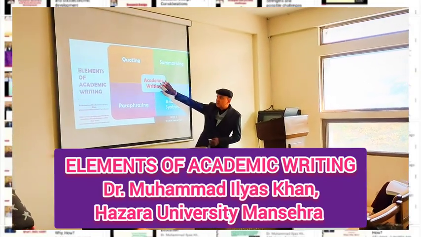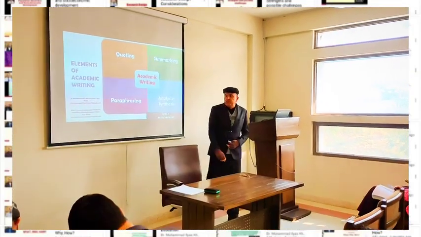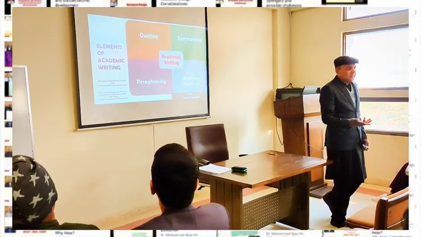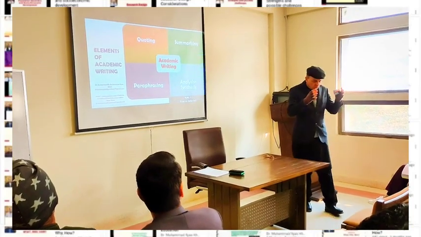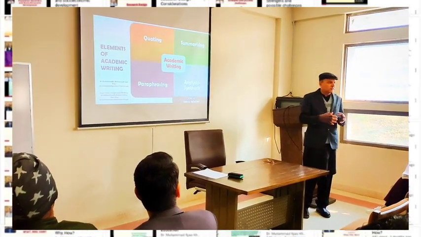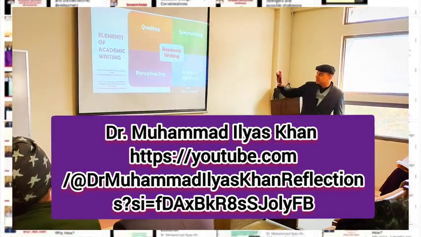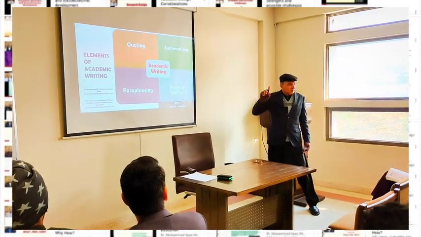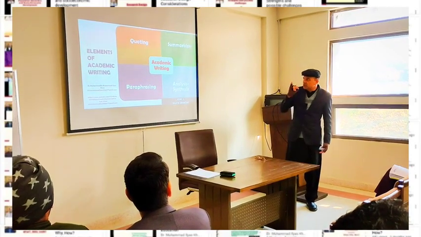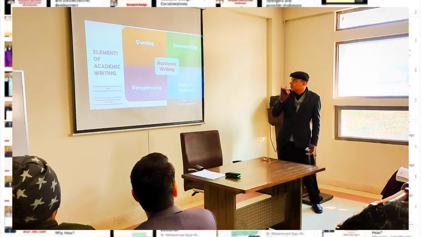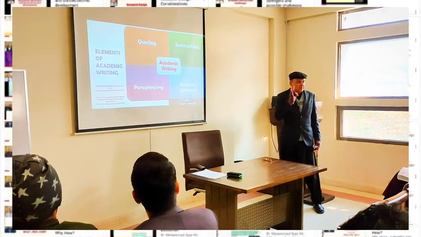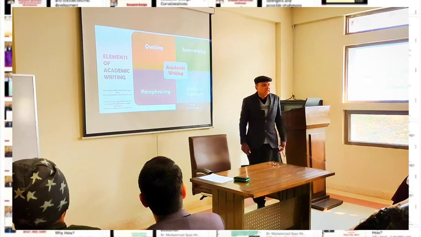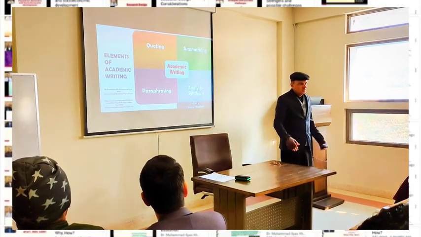When we talk about the elements of academic writing, what are the elements of academic writing? What does academic writing consist of? These are the four things that the whole of academic writing revolves around. When you are writing academically, you are using quotes, you are summarizing, you are paraphrasing, and you are making analysis and synthesis. These are the things that we do.